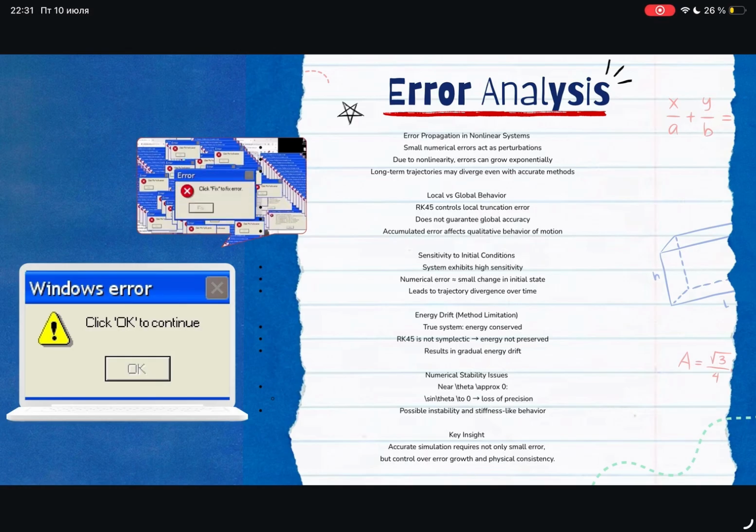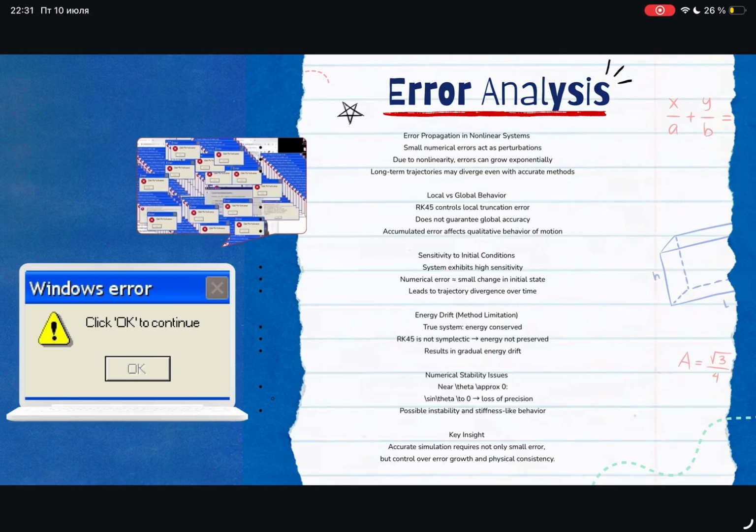Local versus global error. So we have two types of error analysis. The RK45 method we used controls local truncation error, meaning the error at each individual step is kept small. However, it is important to note that controlling local error does not guarantee global accuracy. As the simulation progresses, these small errors accumulate and the overall trajectory may deviate from the true solution.